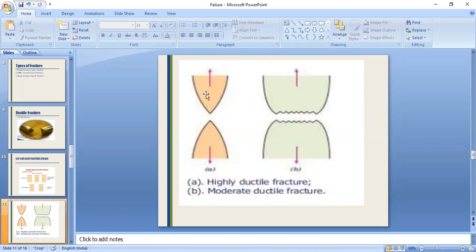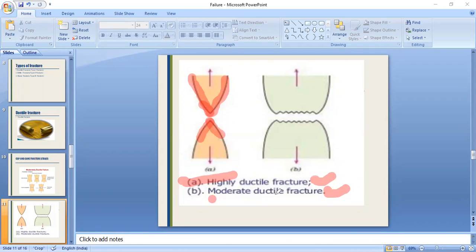When material is under tensile load, we can see highly ductile fracture and moderate ductile fracture. The difference between them you can see in the image itself. In highly ductile fracture, the edge of the material is very sharp or very deep. That type of fracture we will call a highly ductile fracture.